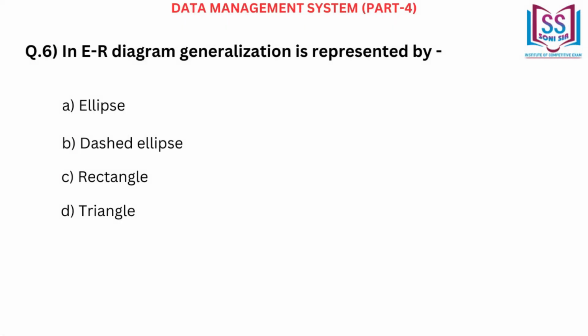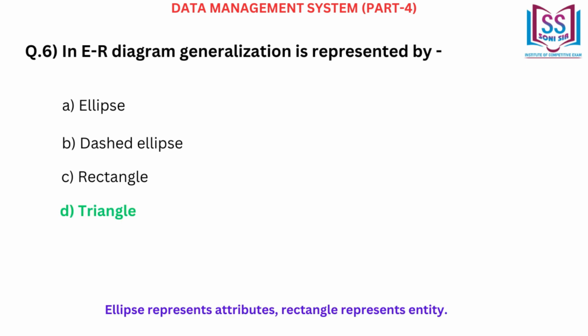In ER diagram, generalization is represented by: A. Ellipse, B. Dashed ellipse, C. Rectangle, D. Triangle. Correct answer D. Triangle. Ellipse represents attributes, rectangle represents entity.